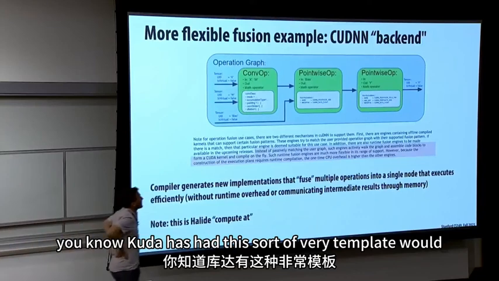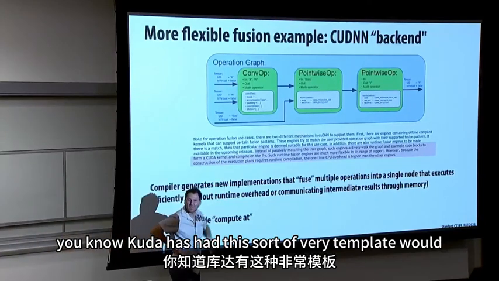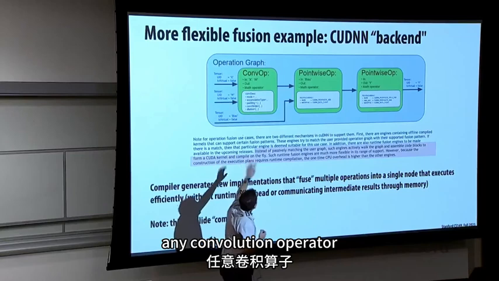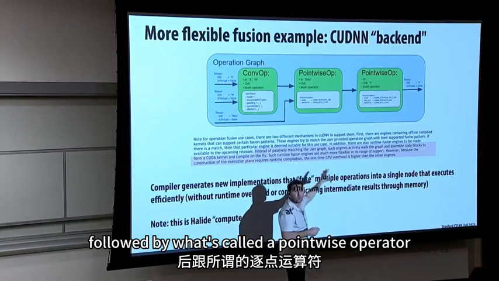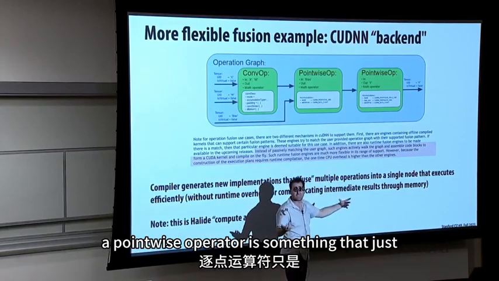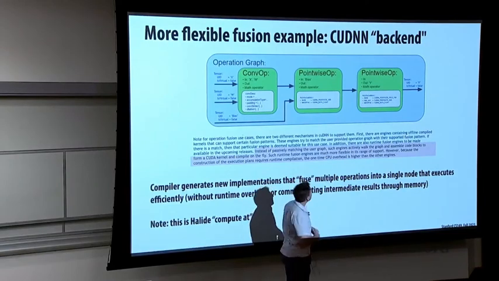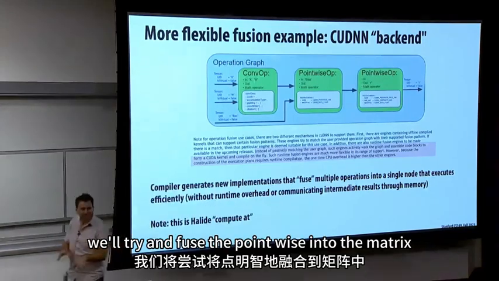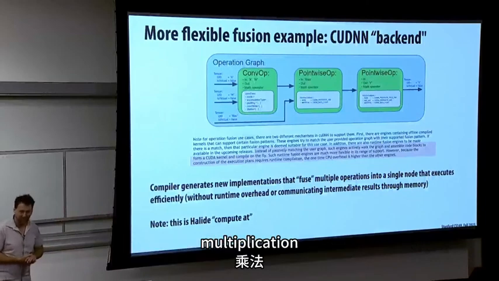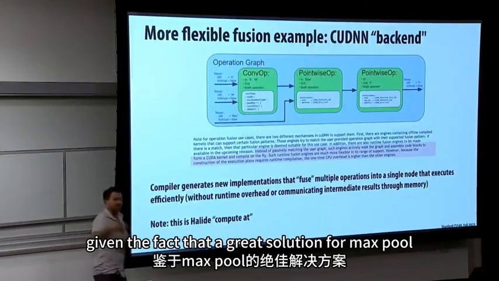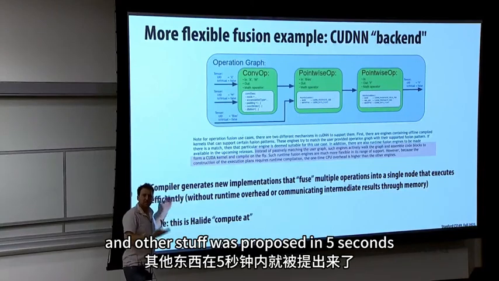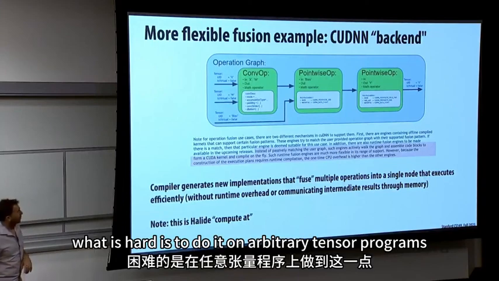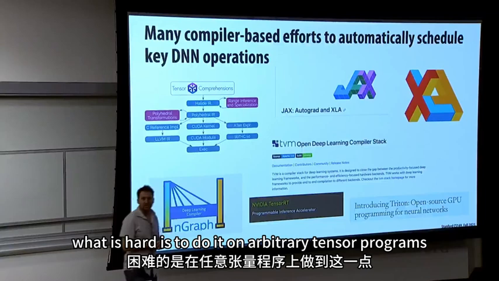CUDA has had this very templated fusion capability, like any convolution operator followed by what's called a pointwise operator. A pointwise operator is something that is just like a map, followed by another pointwise operator. Anything that fit that pattern, they said, okay, we'll try and fuse the pointwise into the matrix multiplication. Given that a great solution for max pool and other stuff was proposed in 5 seconds, this is not intellectually that hard. What is hard is to do it on arbitrary tensor programs.